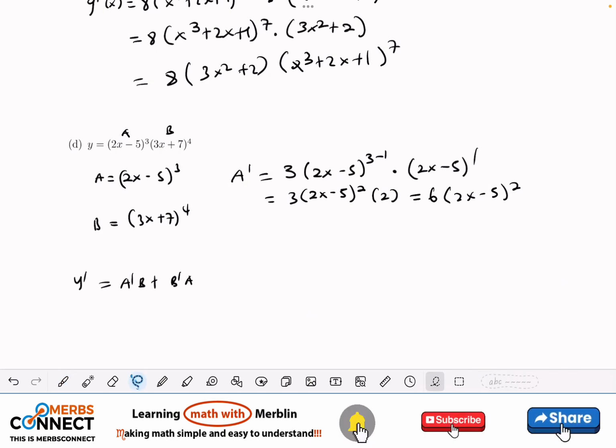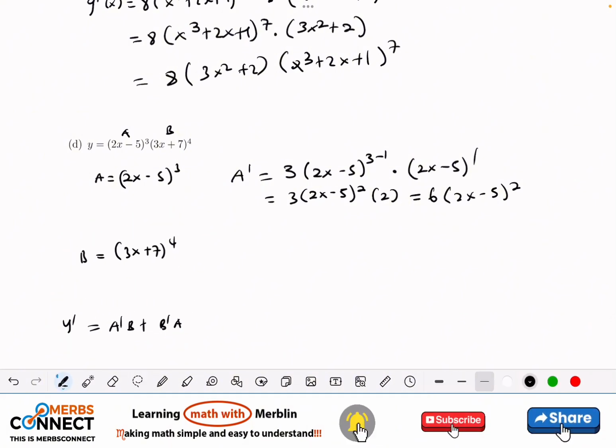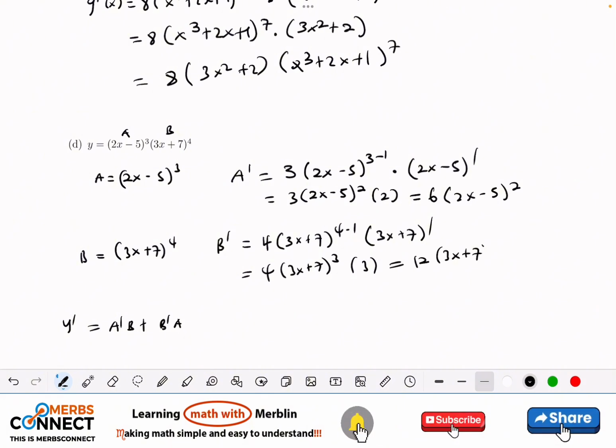Now let's look at B prime. For B prime too, we need to use the chain rule again. So B prime will be equal to, use the power rule first, 4 drops down. Then I maintain the whole function, which is (3x plus 7) to the power 4, but I subtract 1. Then I pick what is in the parentheses and differentiate, so (3x plus 7) prime, right? So (3x plus 7) to the power 3. Then when I differentiate this, what am I going to get? 3. Then when I simplify, I'm going to have 12 (3x plus 7) cubed.